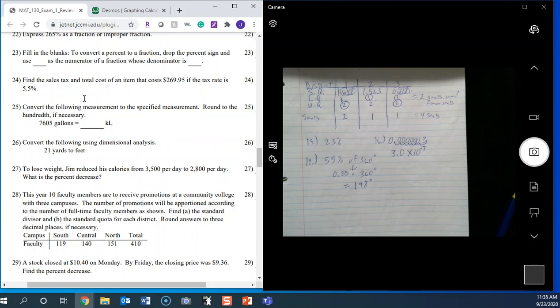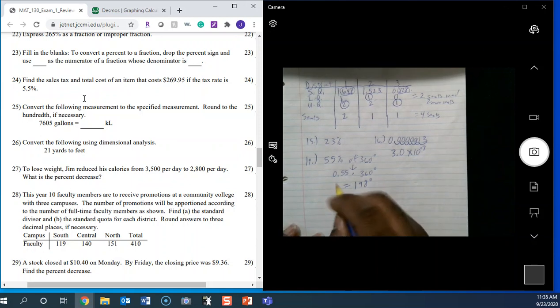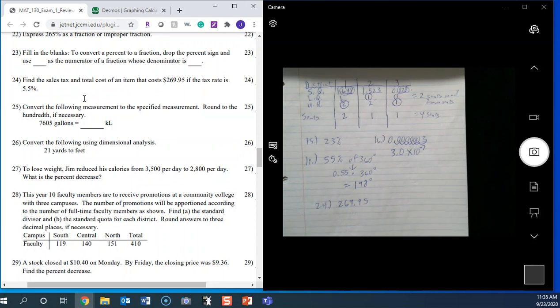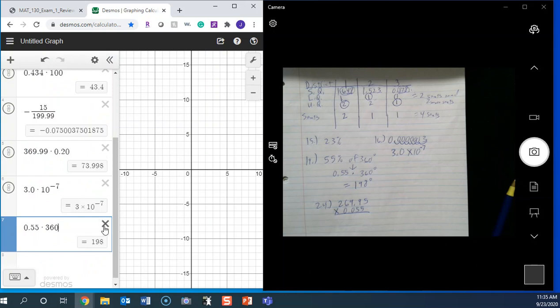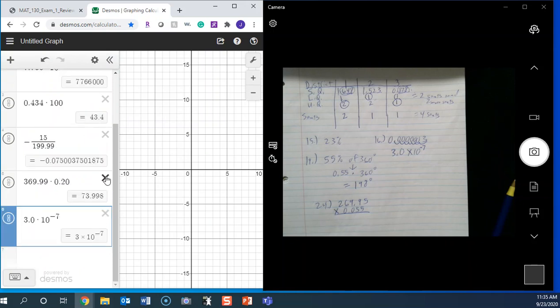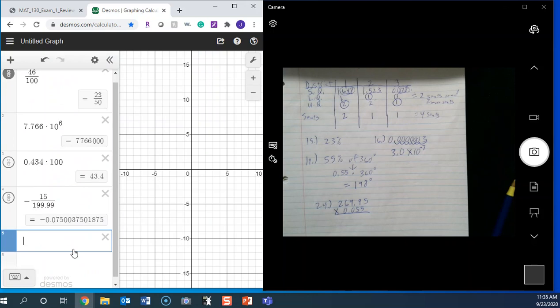Okay, so what they're asking us for problem number 24, they want us to find the sales tax, and the total cost. So the cost of the item was $269.95. And they tell us the sales tax is 5.5%. So we'll multiply this by 0.055. That's the 5.5%. And then we will go right here to our calculator.